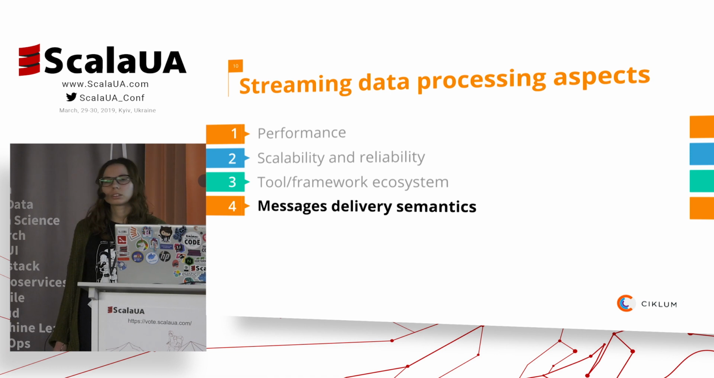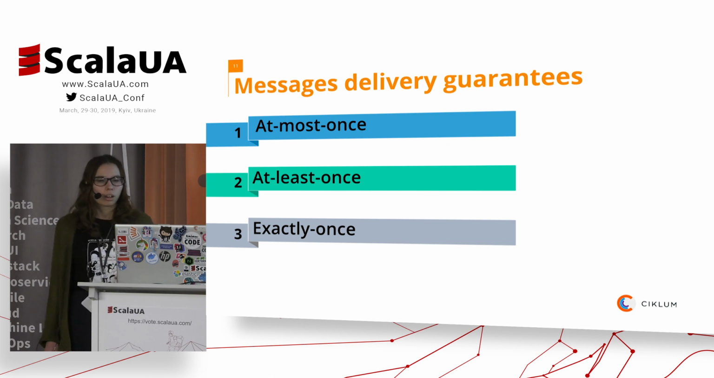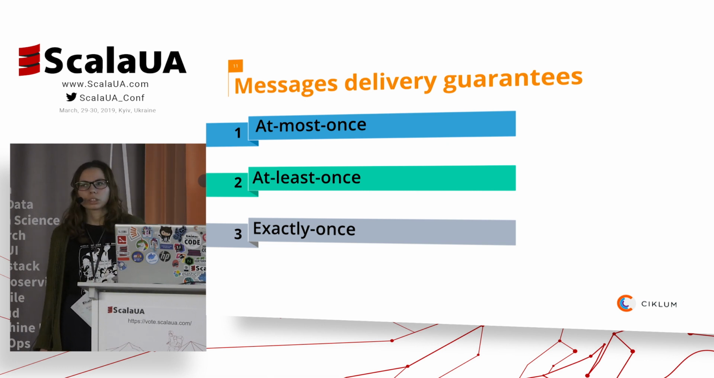The next one is messages delivery semantics. When we talk about messages delivery semantics, it's important to mention three messages delivery guarantees. The first one is at most once, which is the weakest messages delivery guarantee.